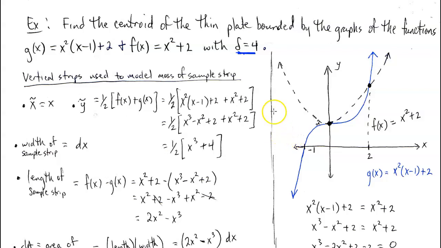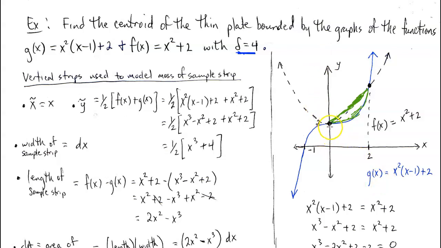Okay, so here we want the thin plate that's bounded by these two functions. What this is going to look like is a plate that kind of looks like this. And the first thing that we need to do is find out where the two functions intersect so that we'll know what our limits of integration are going to be.